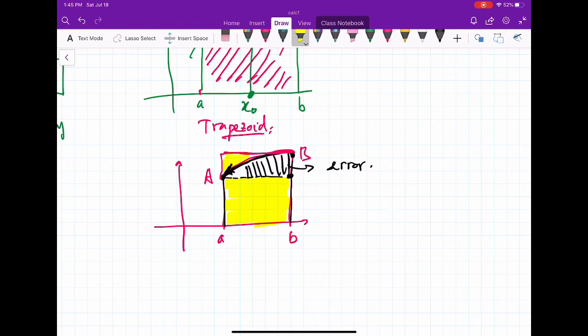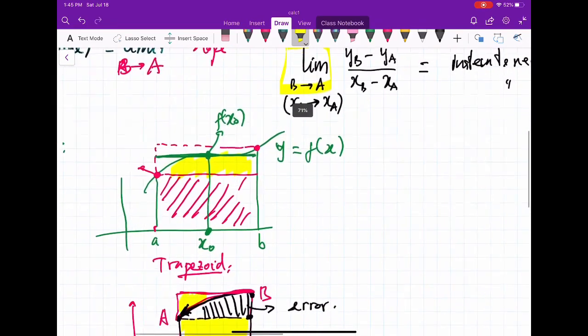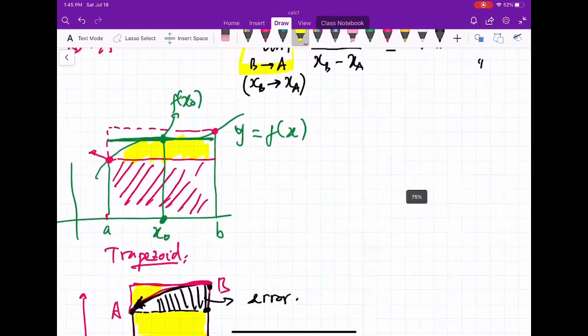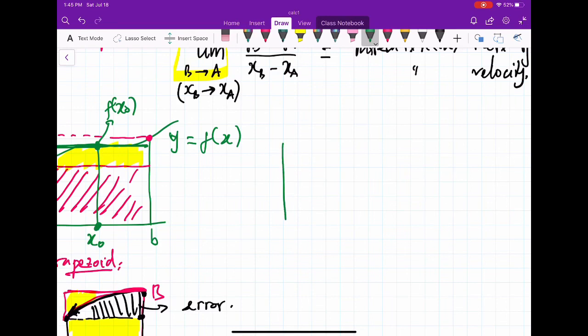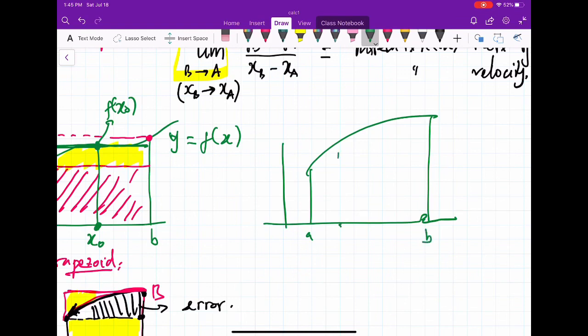Okay, so using this observation, we may divide the original interval A and B into subintervals. So I can divide A and B into subintervals, as many as we want. Let's say they have the same width, just for easiness.